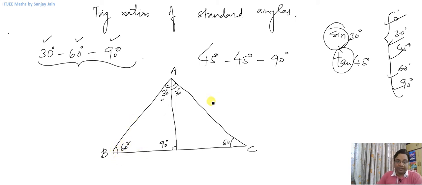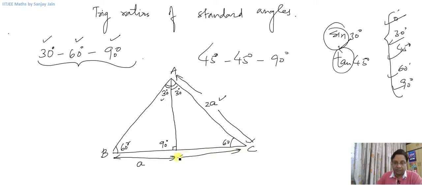So let us say that the side of this equilateral triangle is 2a. I have considered the side to be 2a because I'll need half of this side. So this portion is a, this portion is also a. Why is this half? Because we know that in an equilateral triangle this is the angle bisector, as well as the altitude, as well as the median.